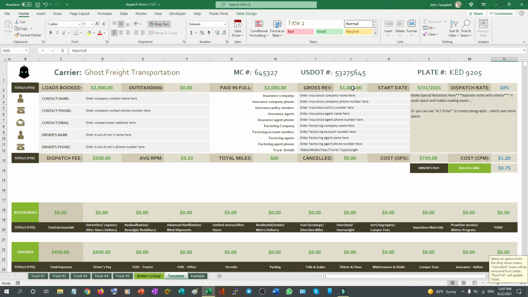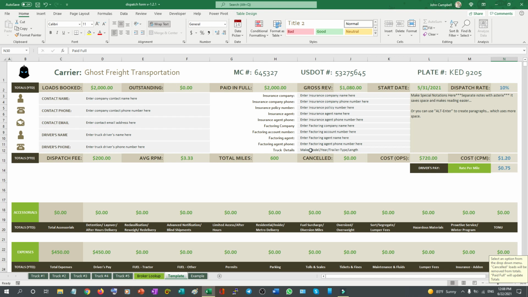Gross revenue is equal to the total loads booked minus the cost of operations plus the dispatch fee, right? So those are the two costs that are being subtracted from the gross revenue. The cost of operations plus the dispatch fee is being subtracted from the total loads booked to equal what your gross revenue is, or basically what is left back for you after your expenses are spent, right?